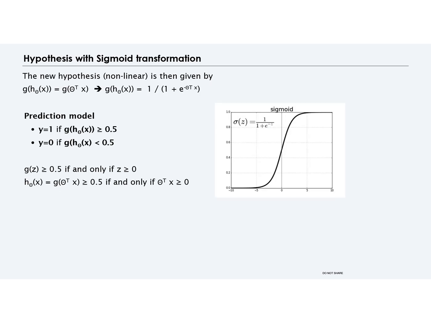So how do we predict the value to be 0 or 1? We say if g of h theta x is greater than or equal to 0.5, we predict y equals 1. Conversely, if it's less than 0.5, y equals 0.